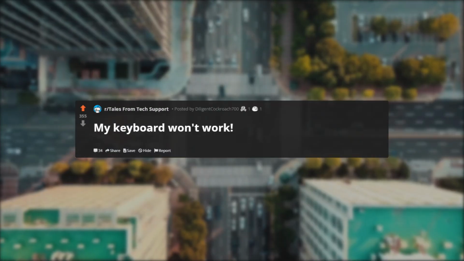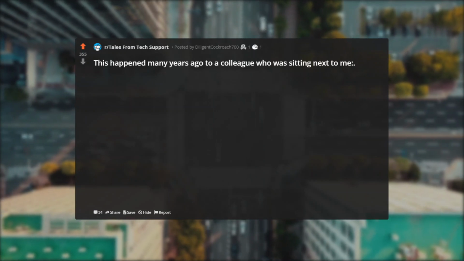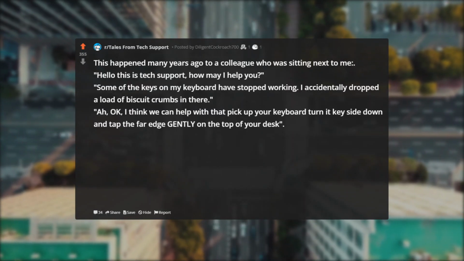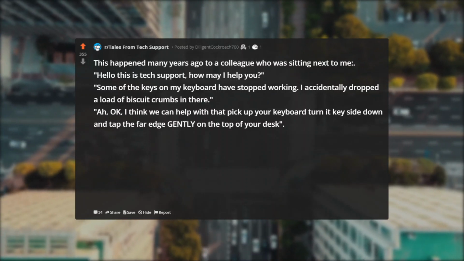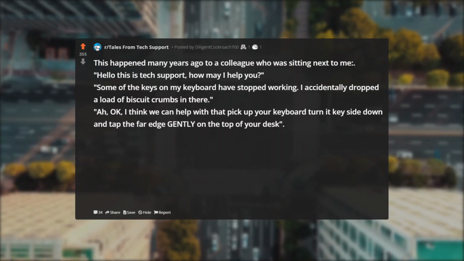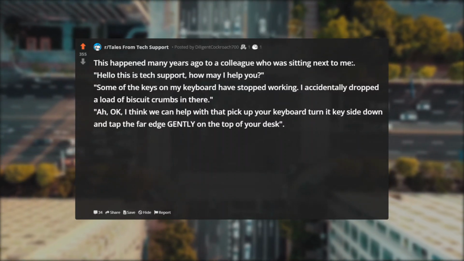My keyboard won't work. This happened many years ago to a colleague who was sitting next to me. "Hello, this is tech support. How may I help you?" "Some of the keys on my keyboard have stopped working. I accidentally dropped a load of biscuit crumbs in there."